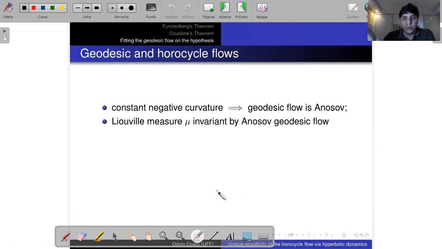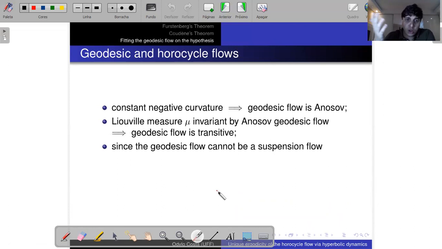Also, we already knew that the Liouville measure is invariant by the geodesic flow. But now, it being an Anosov flow, the geodesic flow must be transitive. So it satisfies the hypothesis of the theorem of Plante, and since the geodesic flow cannot be a suspension, every leaf of the stable foliation must be dense.